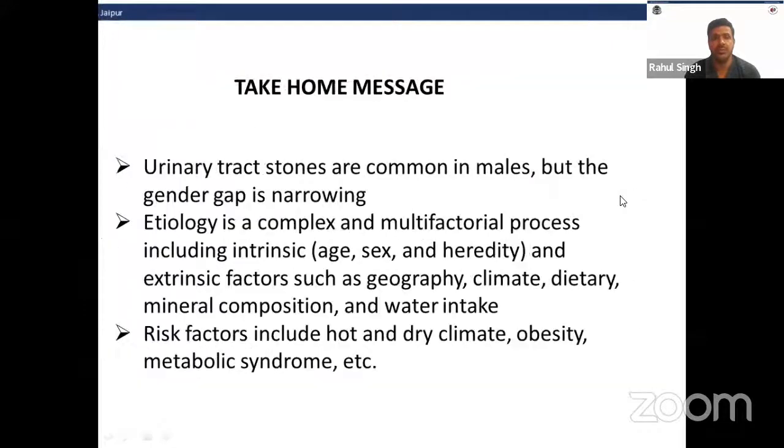in excessive amounts. Now, take-home message: urinary tract stones are common in males, but the gender gap is narrowing now. Etiology is a complex and multifactorial process, including intrinsic factors such as age, sex, heredity, and extrinsic factors such as geography, climate, diet, mineral composition, and water intake. These factors include hot and dry climate, obesity, metabolic syndrome, etc.